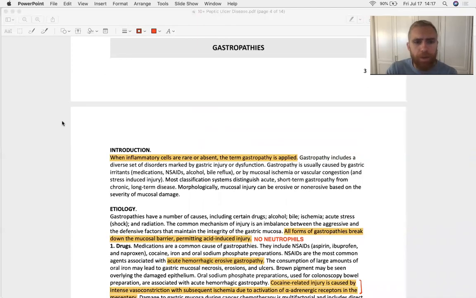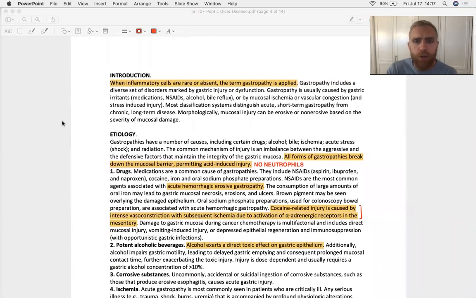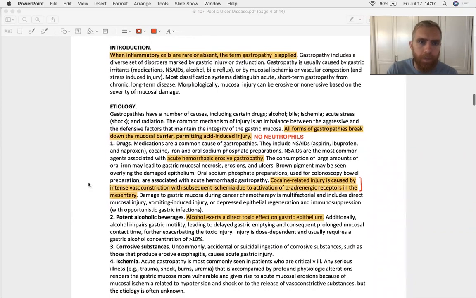Gastropathy. When inflammatory cells are rare or absent, the term gastropathy is applied. Gastropathy is usually caused by gastric irritants or by mucosal ischemia or vascular congestion and stress-induced injury. So if you've ever heard the term stress ulcer, you can get one of those in your stomach, and it can lead to an ulceration or even a bleed, a little micro hemorrhage, and that could lead to acute blood in the stool, right? And that could be how you diagnose a stress ulcer, either that or endoscopically.